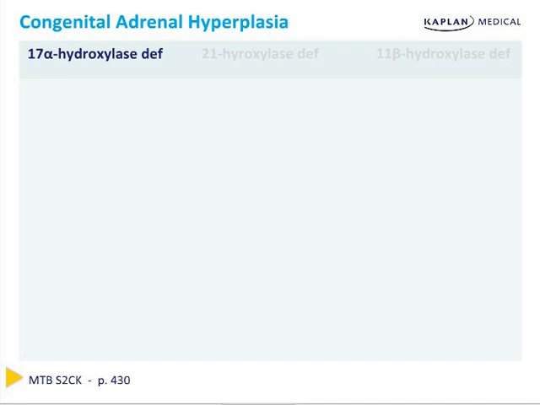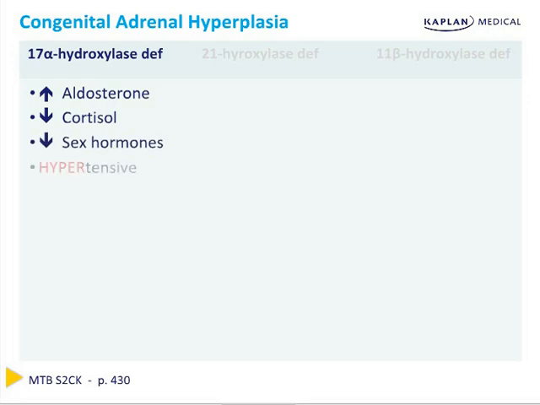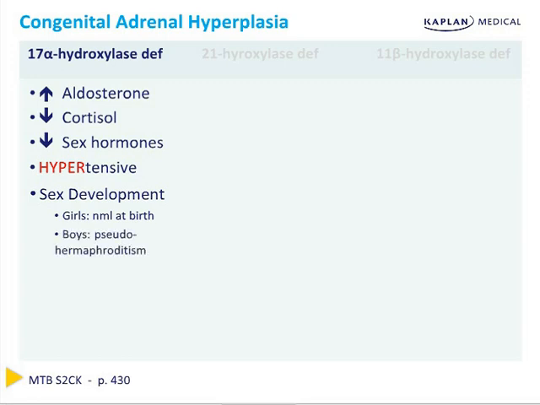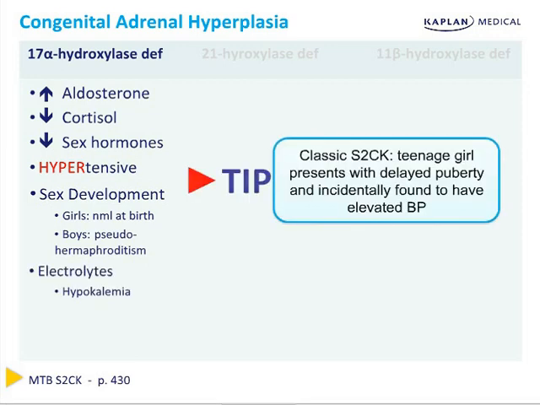Now here, we're going to start constructing a table that highlights everything you know about the three conditions so we can compare and contrast them easily. So in 17-alpha hydroxylase deficiency, running through it quickly, they have too much aldosterone because the enzyme deficiency leads to an underproduction of cortisol and an underproduction of sex hormones. They are hypertensive. The excess aldosterone leads to hypertension. Sexual development-wise, the girls are normal at birth and they don't really present till they're in puberty, but the boys are pseudohermaphroditic. Electrolyte abnormalities, they have hypokalemia.